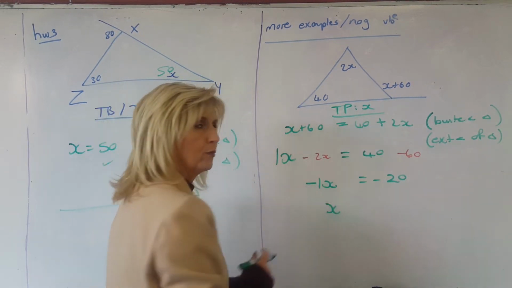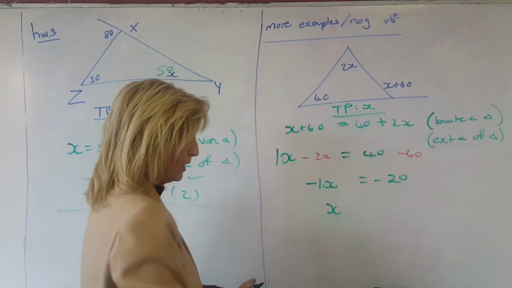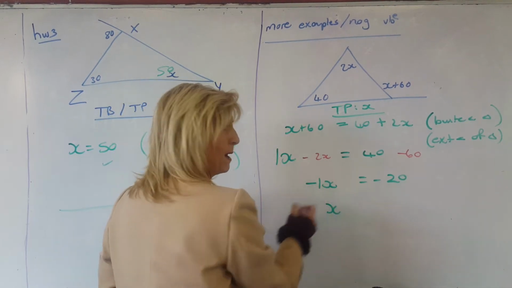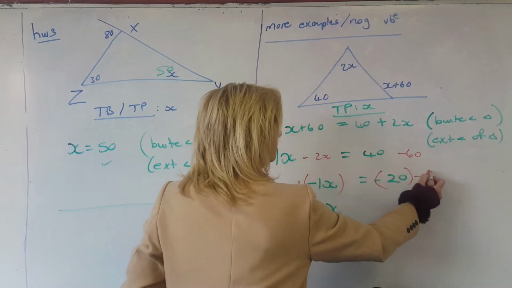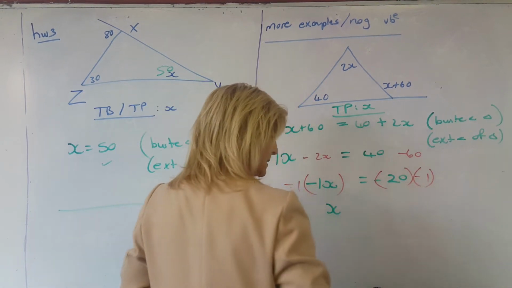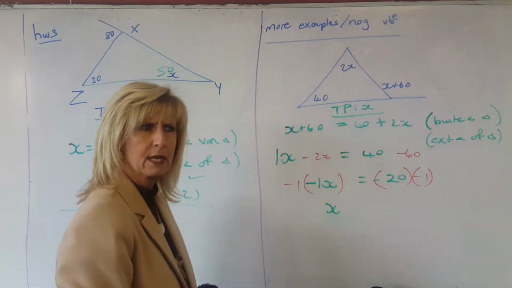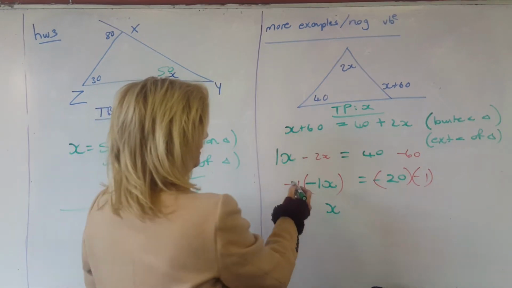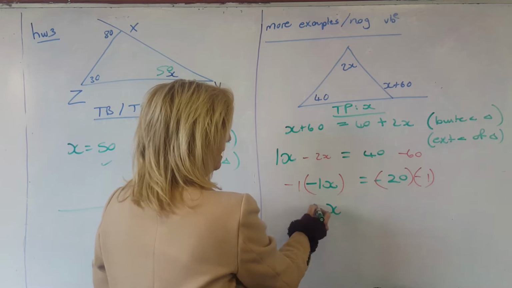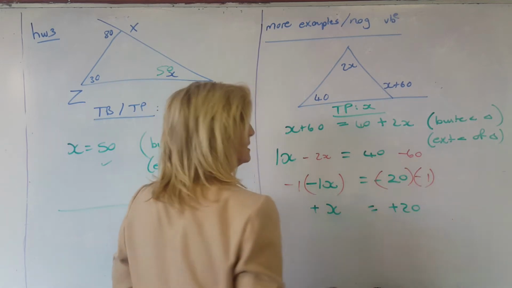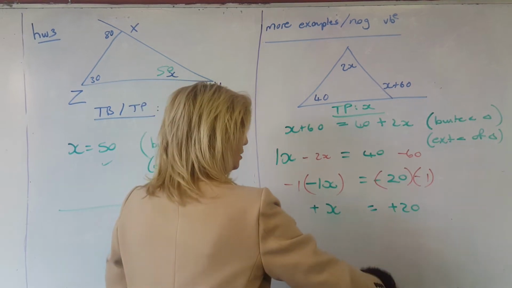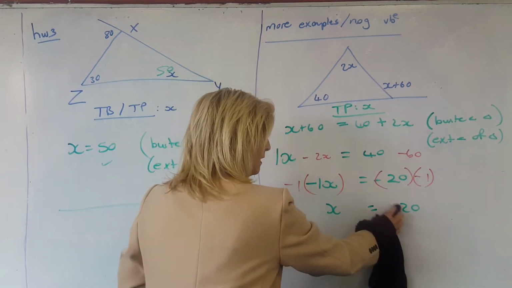I have to do something to get my minus away. What do I have to do to get that minus away? Divide by minus 1? Well, if you want to times by minus 1, it's also right. If I multiply by minus 1, it's the same as dividing by minus 1. You'll get the same answer. So if I times by minus 1, it's going to be a plus. And it's going to be a plus 20. So x equals 20. Did you solve the question I asked?